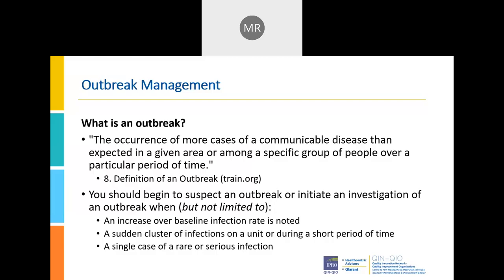So, an increase over baseline infection rate is noted. That could be the UTI that I talked about earlier. A sudden cluster of infections on a unit, that could be norovirus or a diarrheal illness. A single case, well, we react to a single case with influenza or COVID.